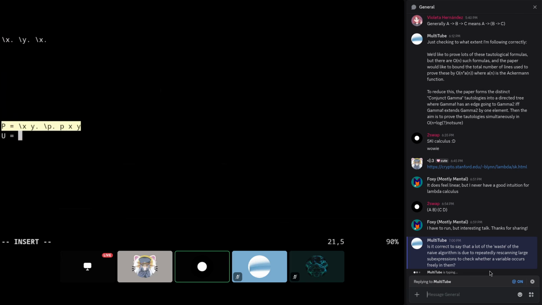Multitube asks, is it correct to say that a lot of the waste of the naive algorithm is due to repeatedly rescanning large sub-expressions to check whether a variable occurs freely within them? Yes, that is another problem as well. I think that's not the problem that I eventually came to understand, which was if you have two binders outside of an abstraction, or more than two, each one of them is going to get multiplied by the amount of leaf nodes underneath them.